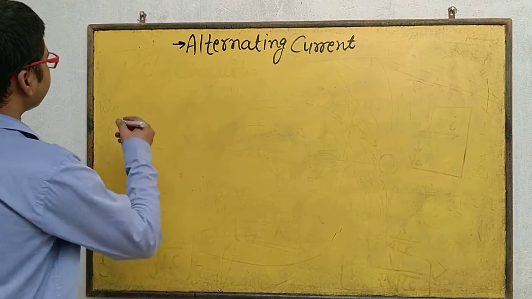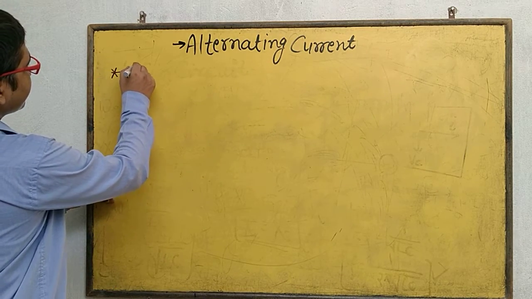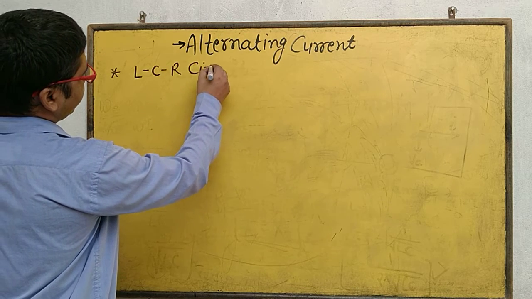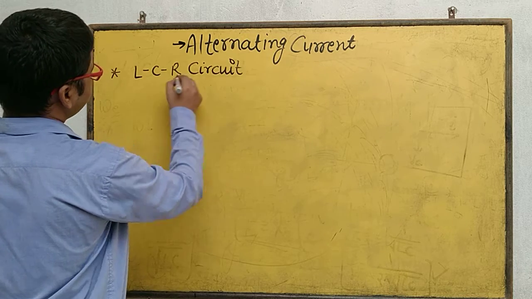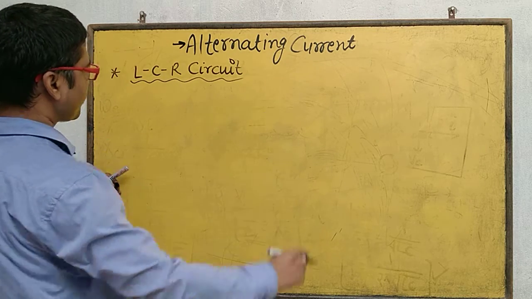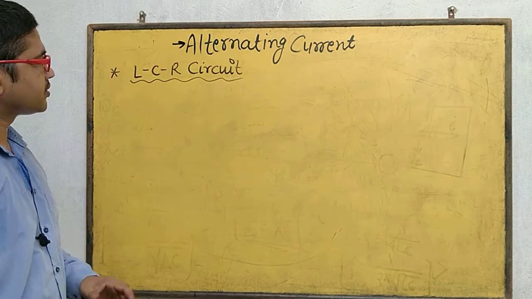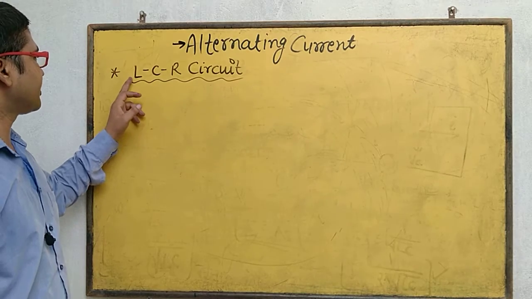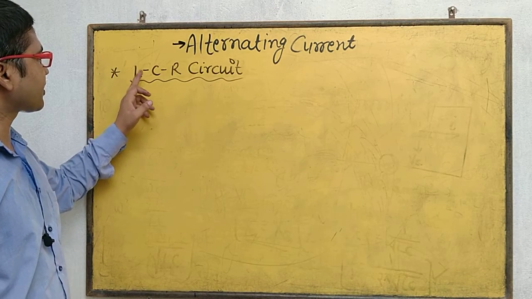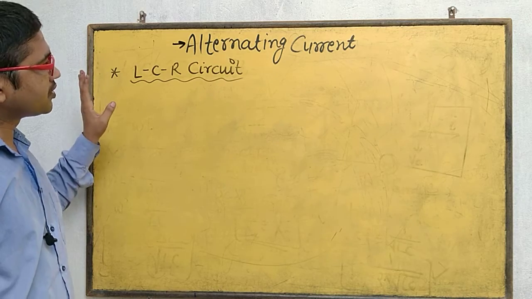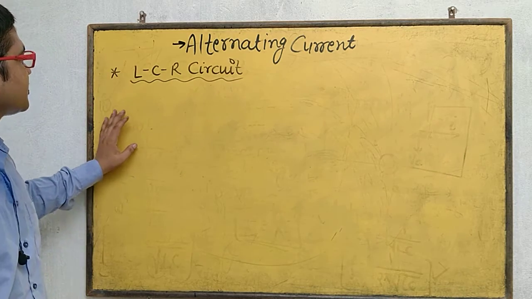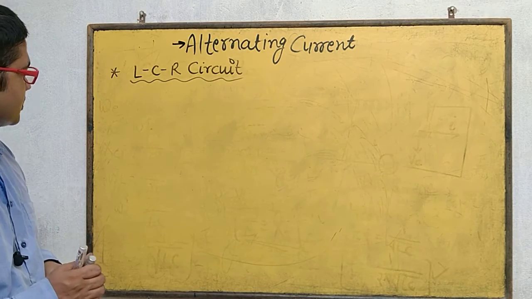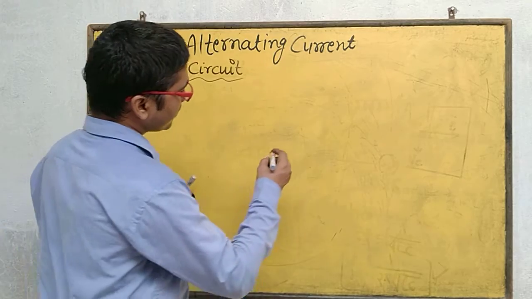So let's see, next topic is LCR circuit. You can see here, students, since this circuit contains all the elements, meaning inductor, capacitor and resistor, this is the most important topic of this chapter because it contains all the elements together. So try to understand this topic more carefully.